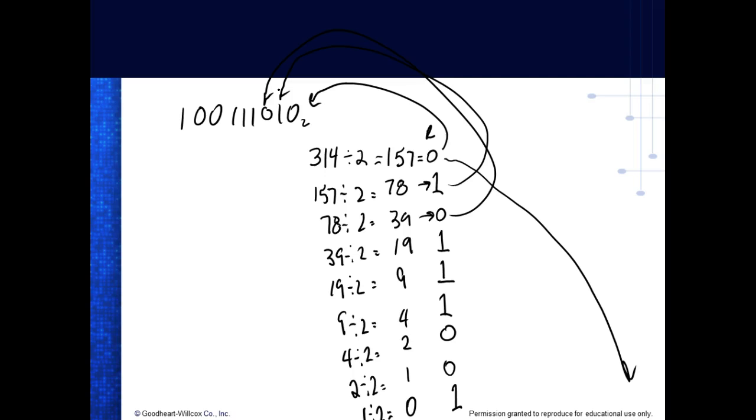Now this is the way the book teaches. And what does this equal? Okay, 314. Even number, right? Y'all understand that? Okay, let me show you the method that I usually use.